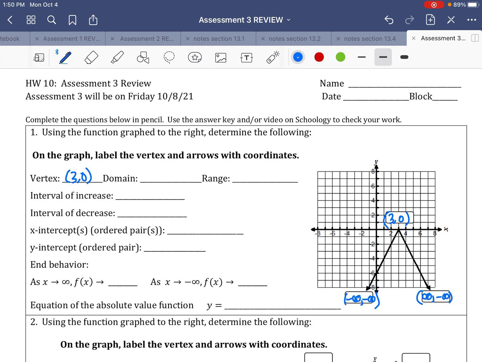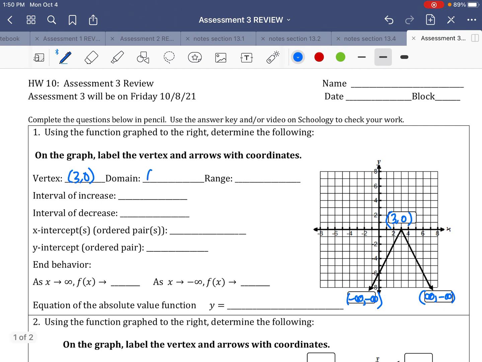Domain, so I want the smallest and the largest x. So if I look at these points I made over here, the smallest x value is negative infinity, the biggest is positive infinity. The range, the smallest y value is negative infinity, the largest y value is 0. So 0 with a bracket because it's actually touching 0 right here. This is the line y equals 0 right there, and it's touching that.